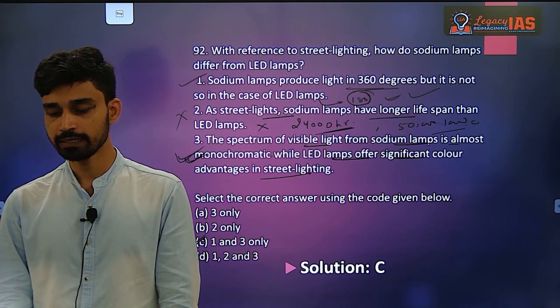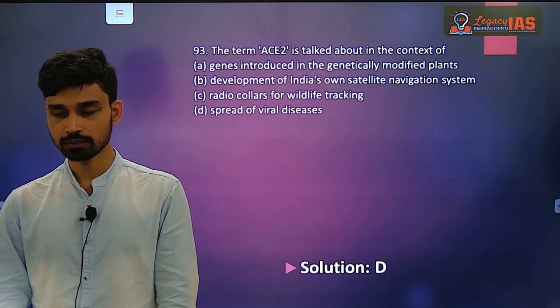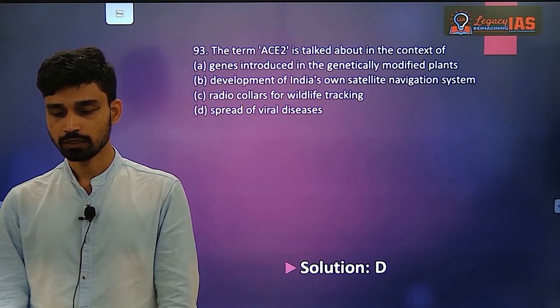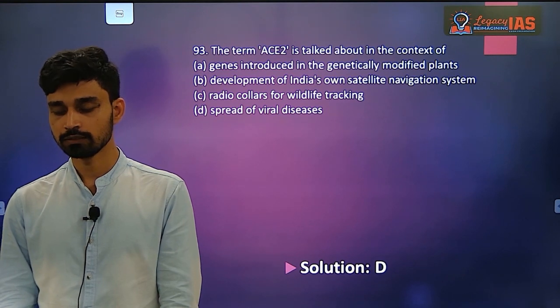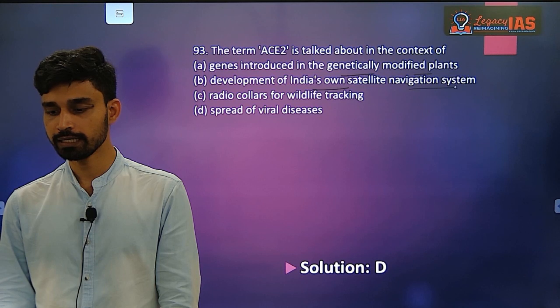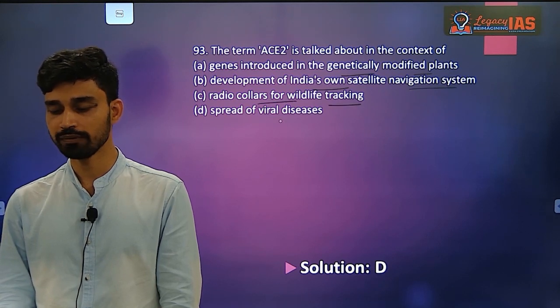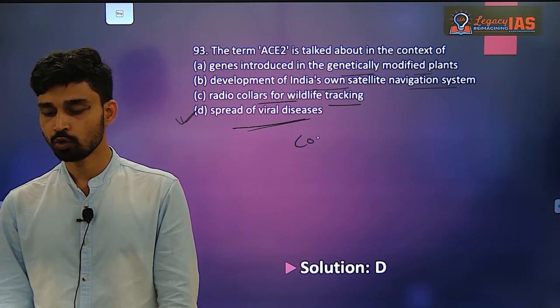The second is incorrect. And next is regarding the term ACE2. ACE2 is talked about in the context of which of the following? The options given here are the genes introduced in the genetically modified plant, development of India's own satellite navigation system, radio collars for wildlife tracking, and spread of viral diseases. So, again this has been used due to COVID.